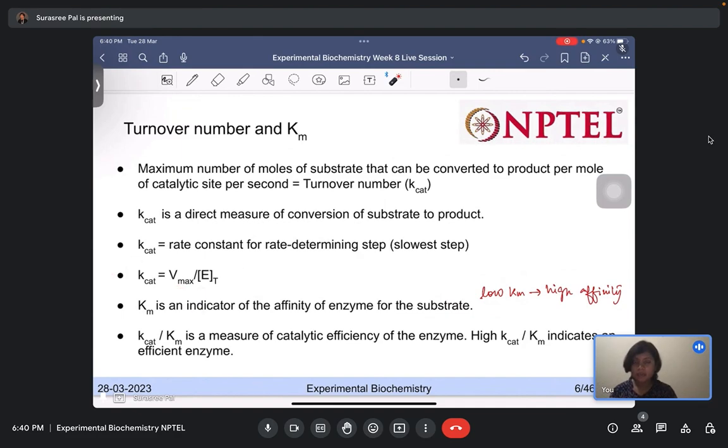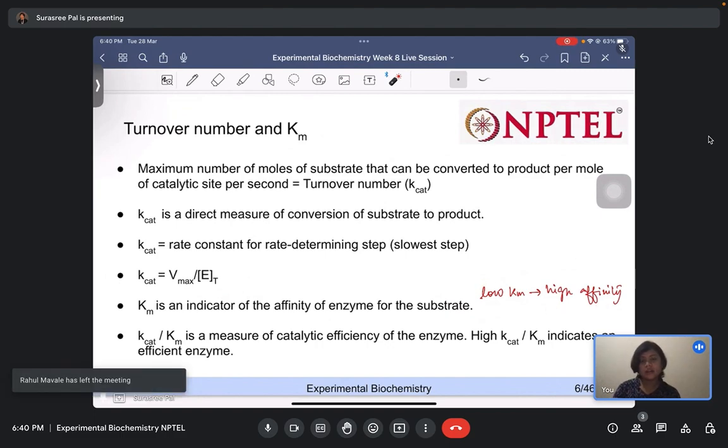Now what is Km? Km we have already discussed, that is the Michaelis Menten constant. Km is an indicator of the affinity of the enzyme for the substrate. So low Km indicates high affinity.